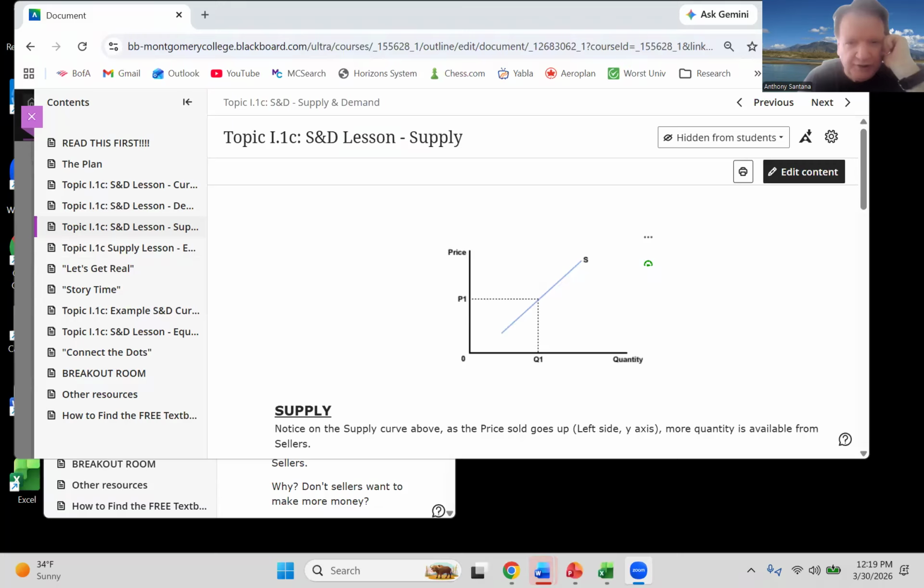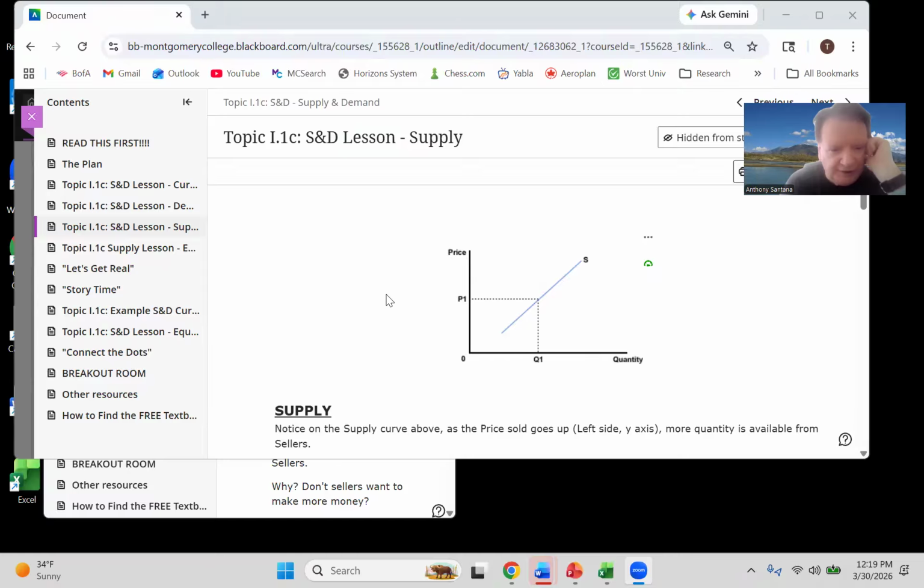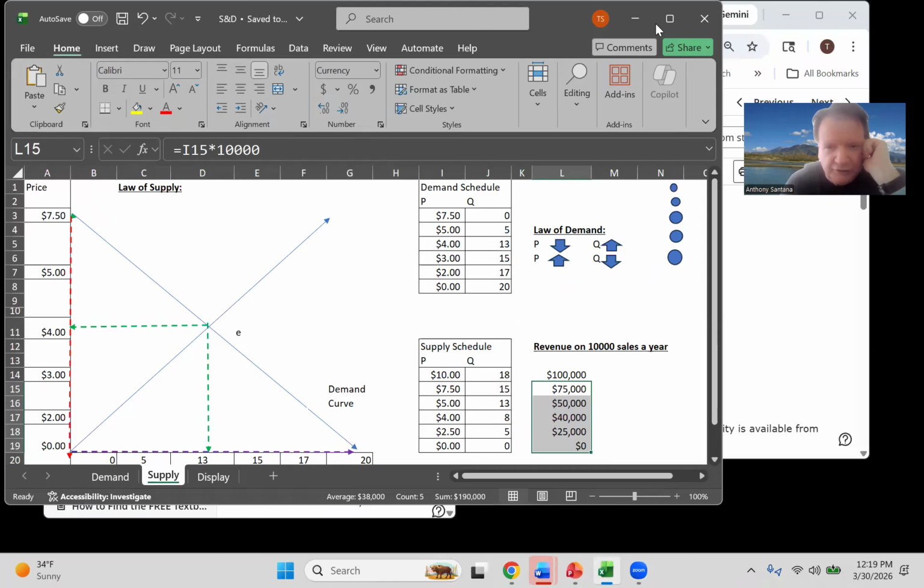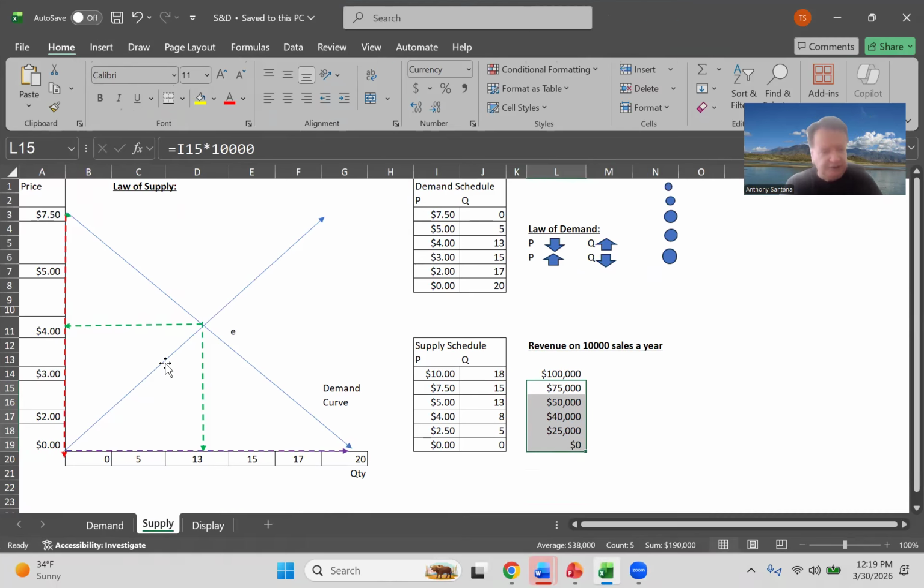So looking at my screen, we can see here's the supply lesson. Actually, what I'm going to do is go at it from the Excel file again. Now we're on the supply page of the Excel file, and I took all the dots off from the demand. The demand is filled in, but I took all the dots off.